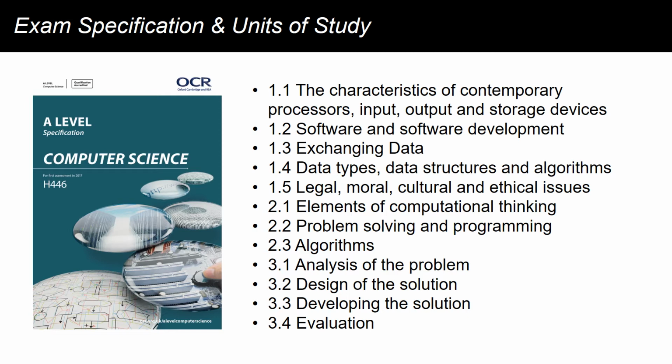We look more in depth and detail at how data structures are constructed in an algorithmic sense, and there will be some algorithm problem solving within paper 1 or component 1 itself. We'll then look again and in more detail at legal, moral, cultural and ethical issues before moving on to component 2, which covers all aspects of computational thinking, problem solving and programming, and algorithms.